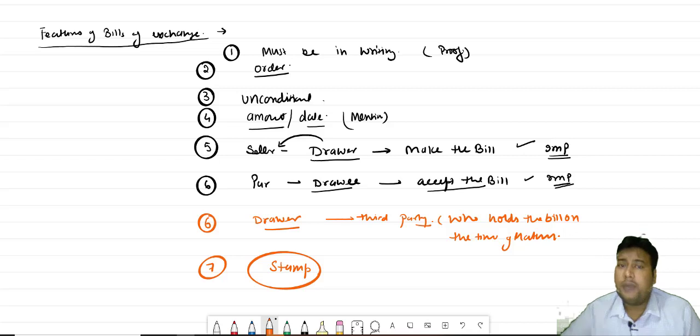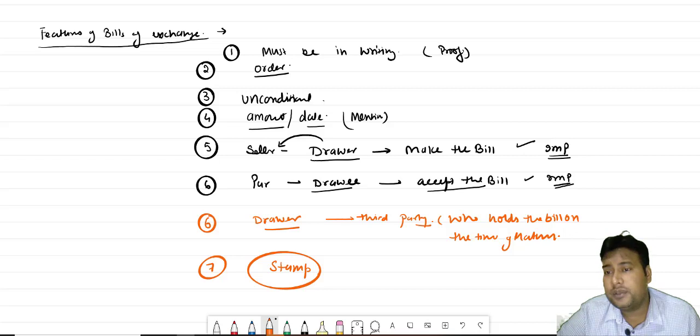And in the bill of exchange, the amount and date are already mentioned: what will be the amount we have to pay, and on what date we have to pay. The seller is known as the drawer. Who is the drawer? Who makes the bill. The purchaser is the drawee. And who is the drawee? Who accepts the bill.